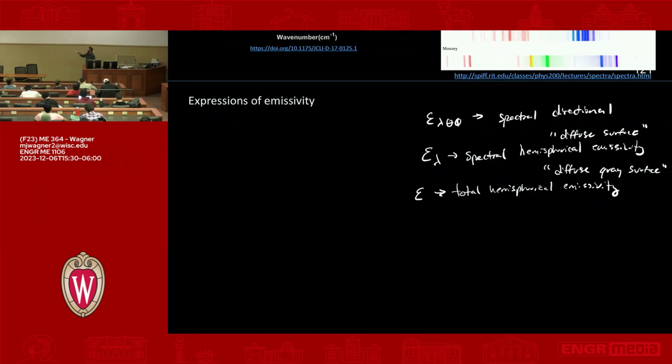So diffuse surface makes sense. We have emissivity as a function of wavelength, but it's not a function of direction, so it's diffuse. Diffuse gray, where does this come from? Well, if we have an epsilon that's not equal to 1, it is emitting less than a black body. That means it's also absorbing less than a black body would. So if it's absorbing less and reflecting some light, it's going to do that reflection independently of wavelength. We're saying that wavelength for that last one is not important.